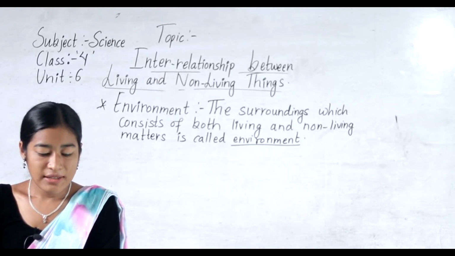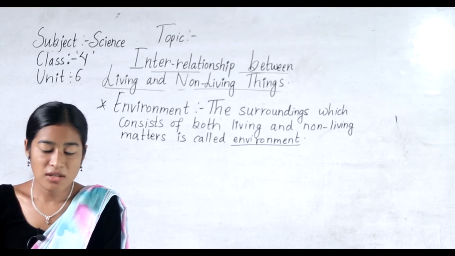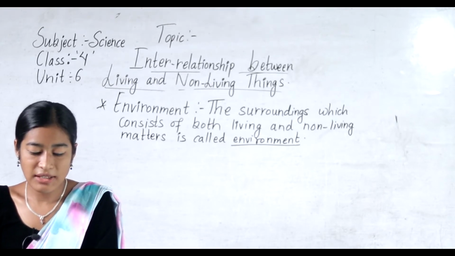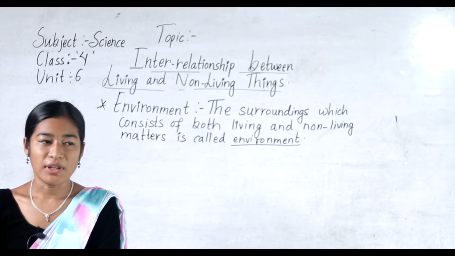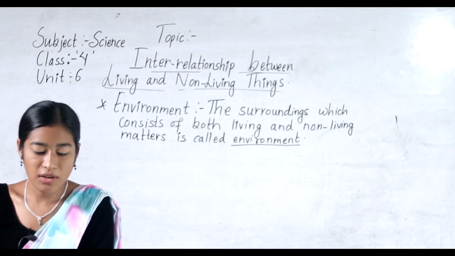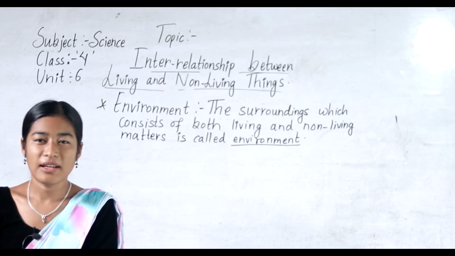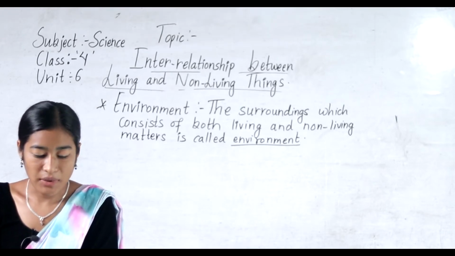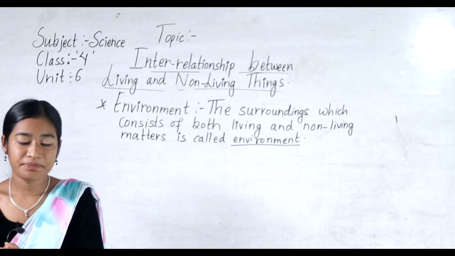All living things get food, shelter, air, water, heat, etc. from their environment. So all the living things get food, shelter, water, air, heat, light, etc. from the environment.